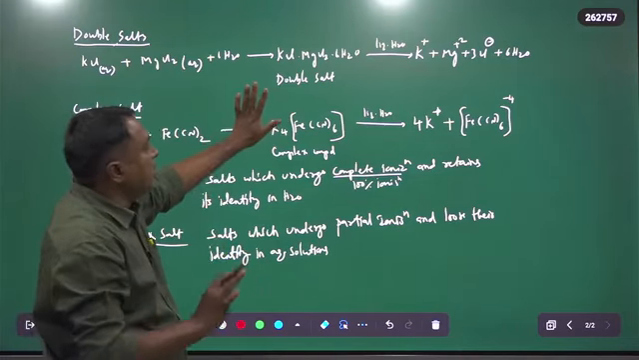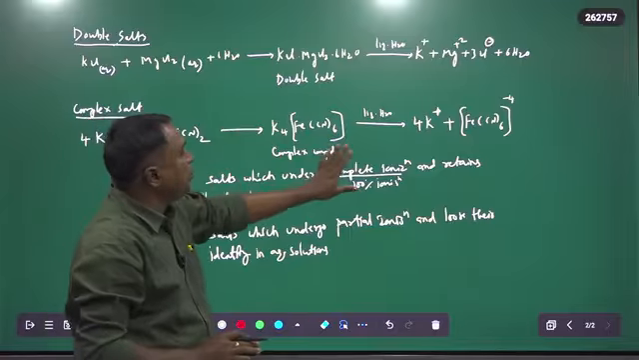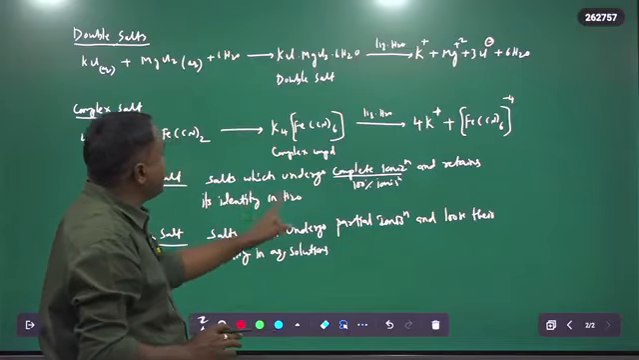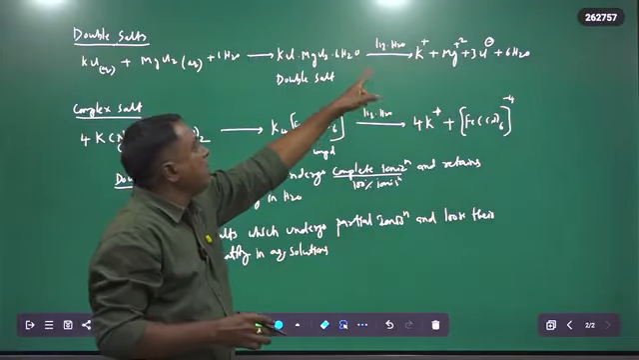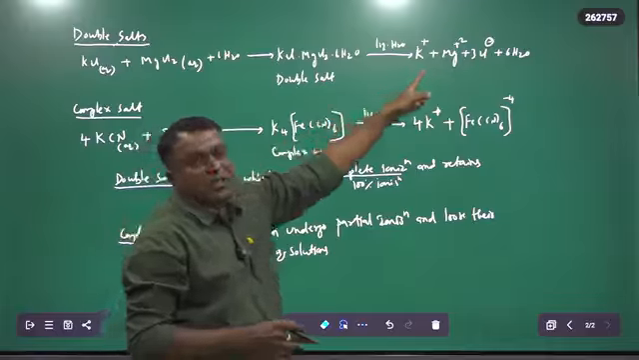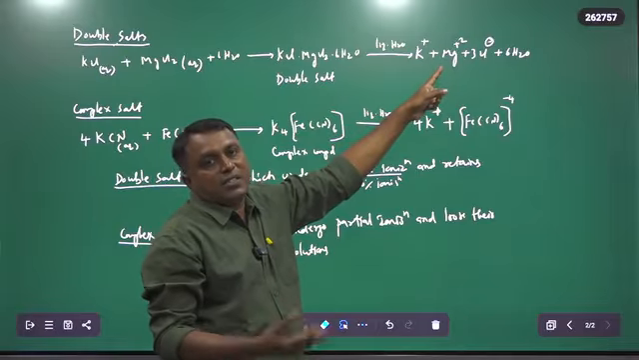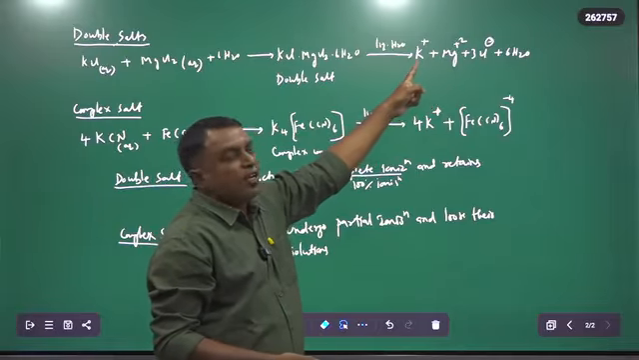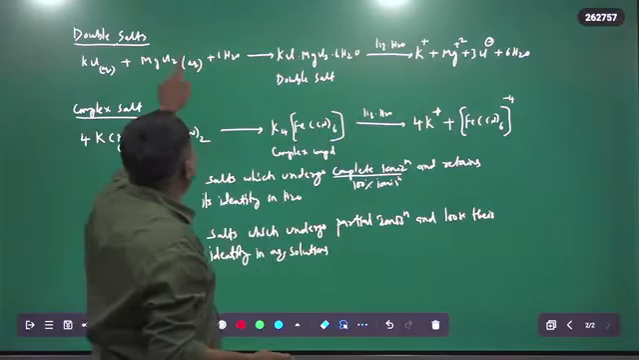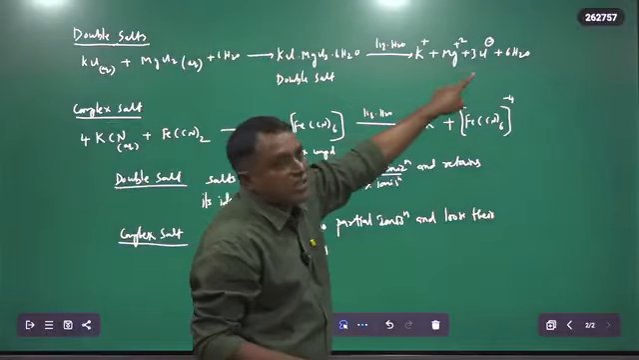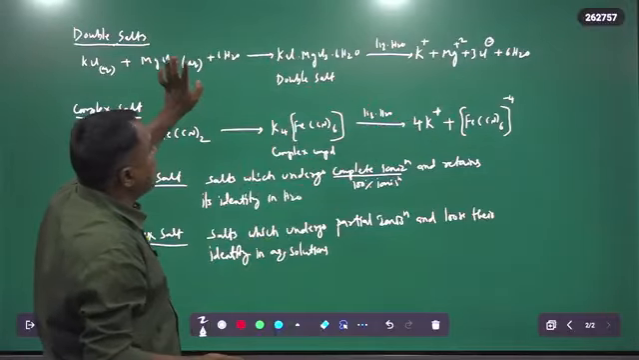So that is the difference. Therefore, it undergoes complete ionization, and by that it retains its identity in water. After adding water, the same double salt retains its characteristics because it has K+, Mg2+ and Cl- ions.